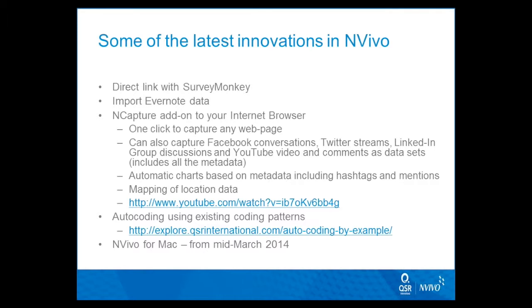A more recent one is auto-coding using existing coding patterns. This is the first time there's a little bit of artificial intelligence in NVivo. It's based on the idea that if you have a large data set and you need to code for broad descriptive data, you would code 10% of it by hand, and then NVivo can go through the rest, matching the patterns that you use to code, and there's a way that you can check all that. And in a couple of weeks' time, NVivo for Mac is coming out.